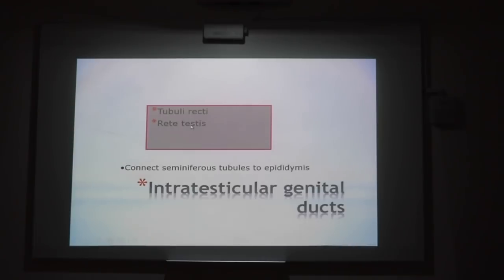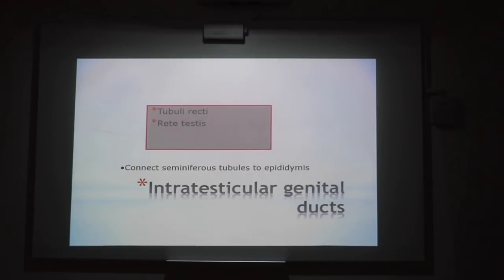The terminal part of the seminiferous tubule is going to become straight, and as it becomes straight, they are called straight tubules, or the tubuli recti. So tubuli recti means straight tubules. These are the terminal portions of the seminiferous tubule.